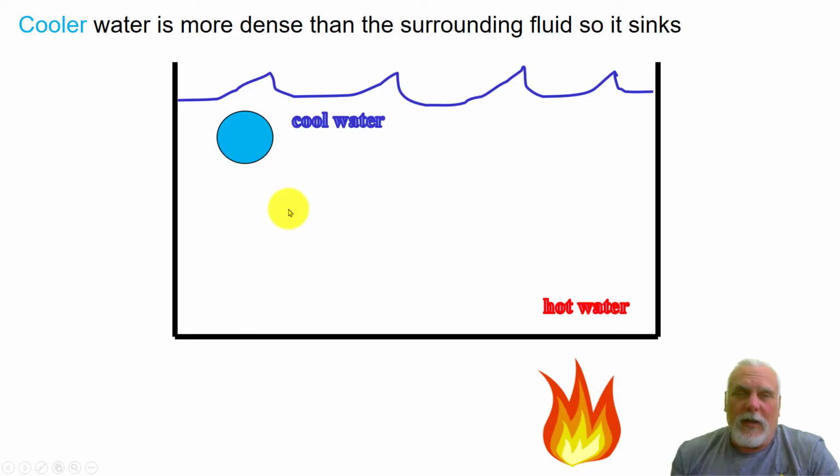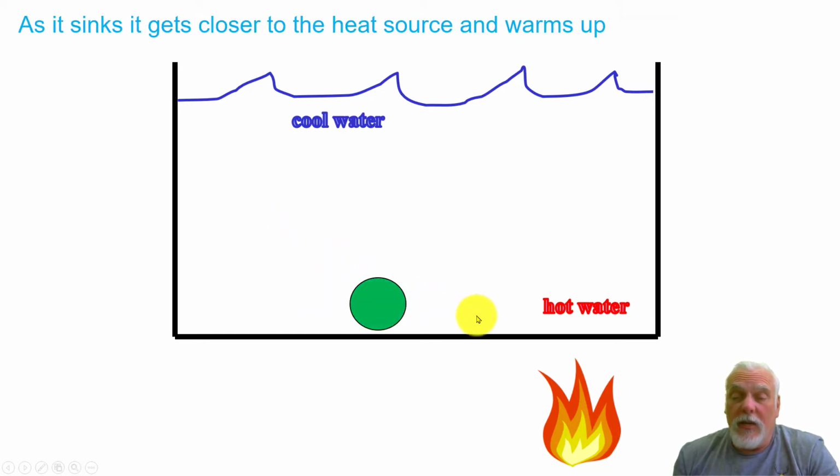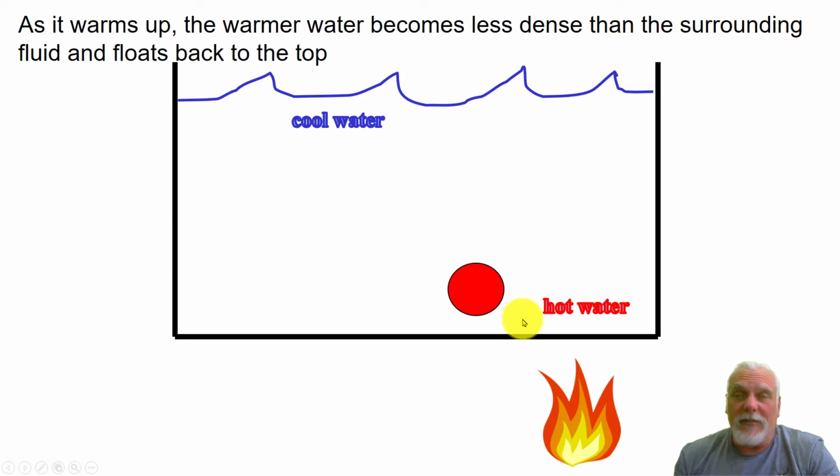Okay, let's talk about that. Well, cool water is dropped into the tank. Let's represent that with this blue. The tank water is warmer in relation to the water that I just dropped in. Cooler water is more dense than the surrounding fluid, which is warmer, so it's going to sink. We are heating up the tank in this area, so this area is going to be the most warm. That cooler water is going to keep sinking since it's more dense than the surrounding fluids. It's going to keep sinking.